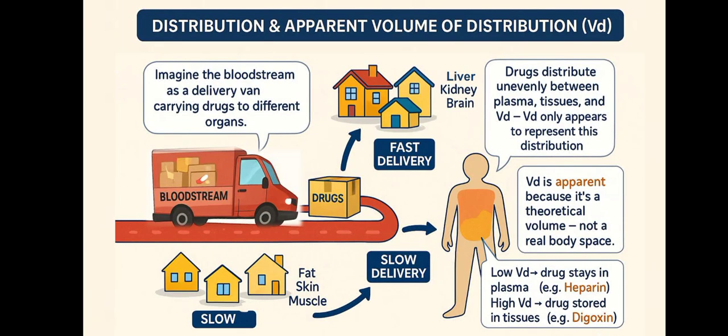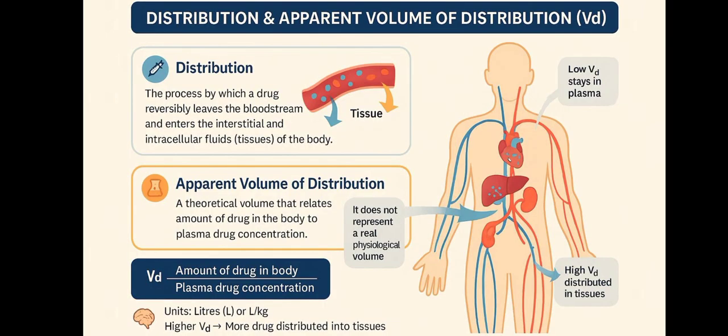The apparent volume of distribution is calculated by dividing the amount of drug present in the body by the plasma concentration of the drug. In other words, it provides an idea of whether a drug mainly stays in the bloodstream or diffuses widely into tissues. If a drug remains confined to the plasma, it will have a low VD, while if it moves extensively into tissues, the VD will be large. For example, a drug like heparin stays mostly in the plasma and has a low volume of distribution, whereas chloroquine and digoxin enter tissues extensively and have a high VD.